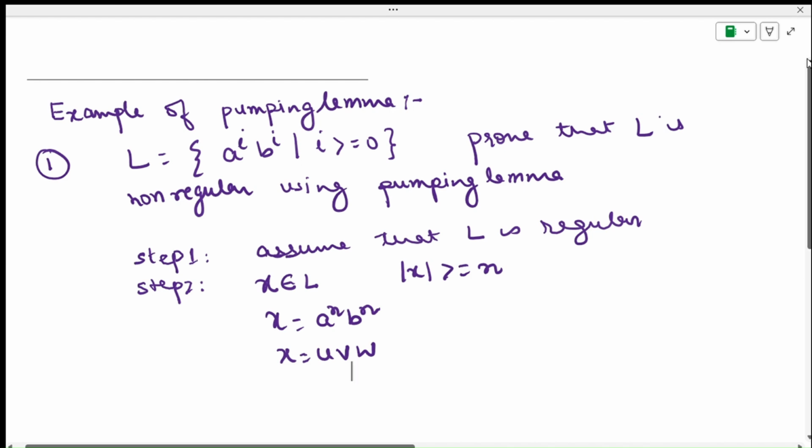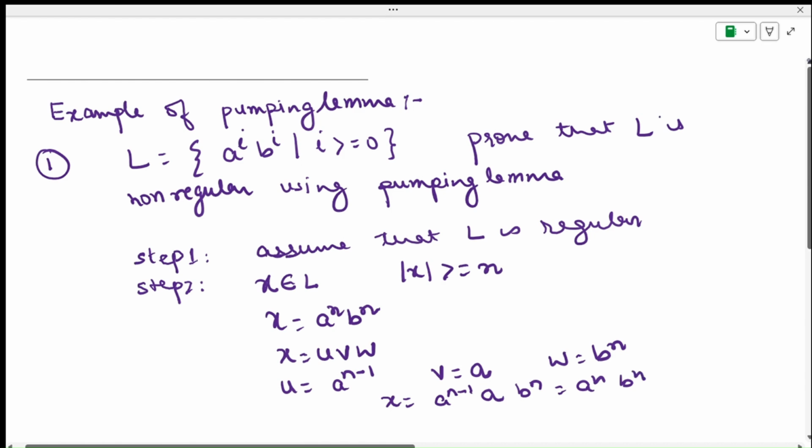We divide x into three parts, u, v and w. Take u as, suppose, a raised to the power n minus 1. And we know that v cannot be null, so I take the string a. V is equal to the substring a. And w is b raised to the power n. So if we concatenate u, v and w, we will get x. We can clearly see that x is nothing else but a raised to the power n minus 1 concatenated with a, which gives a raised to the power n followed by b raised to the power n.